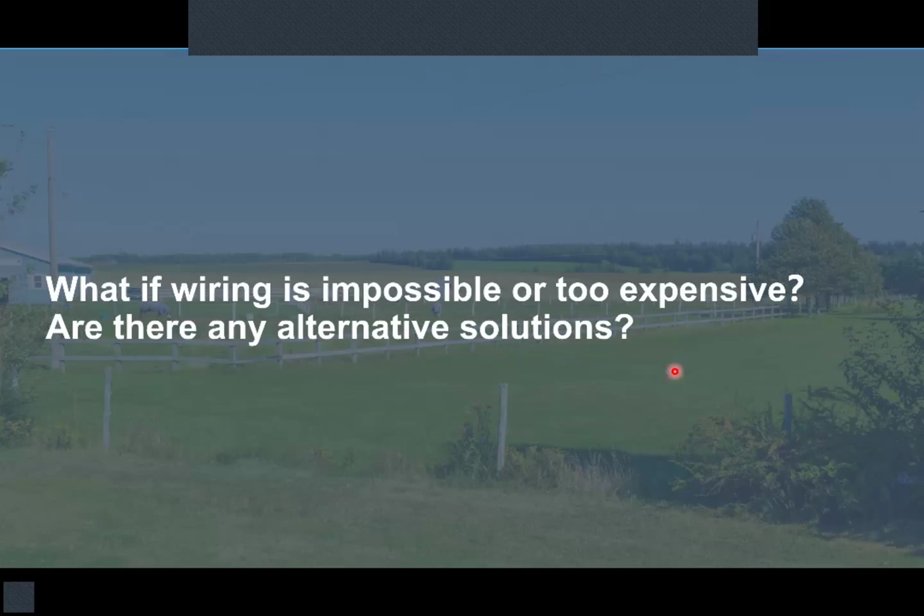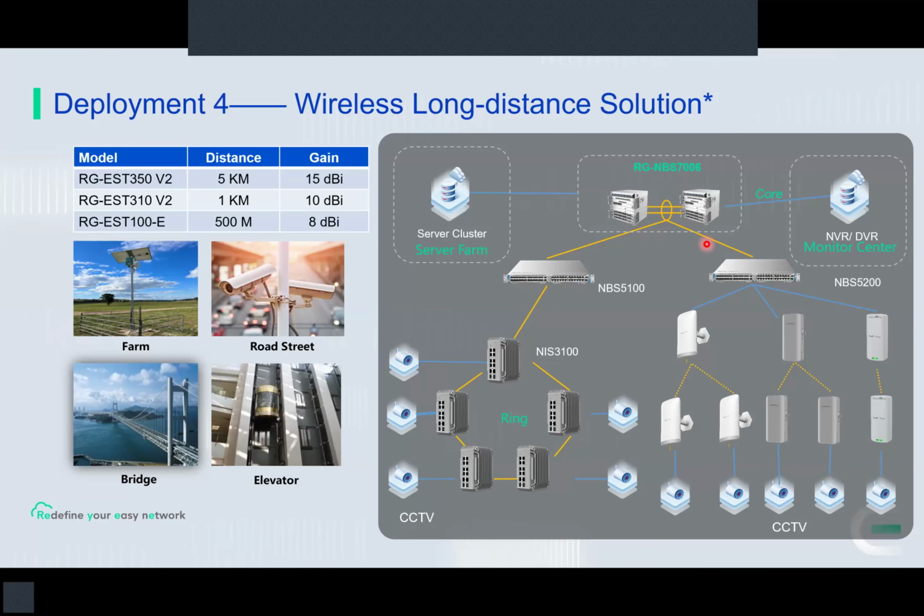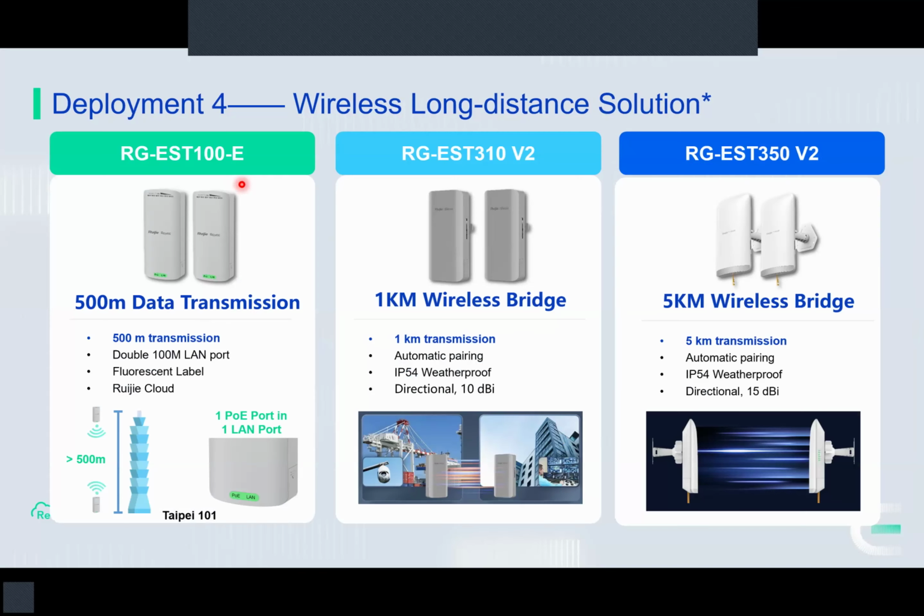And if the scenario is over 250 meters, you can use the wireless long distance solution. For example, you can use our wireless bridge. The first one, 100-E, supports 500 meters. 310V2 supports 1 kilometer, and 350 supports 5 kilometers for the wireless long distance solution.